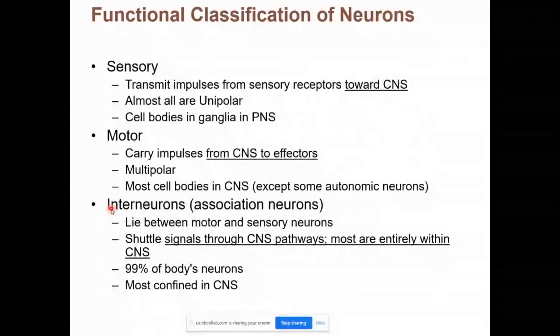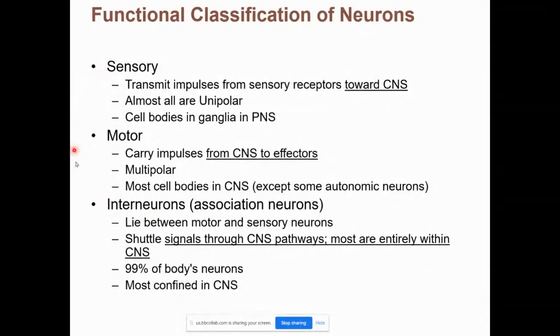For a neuron to carry out an action, they get information from the sensory neurons, and if they decide to act on it, they will synapse with a motor neuron, which will influence an effector.